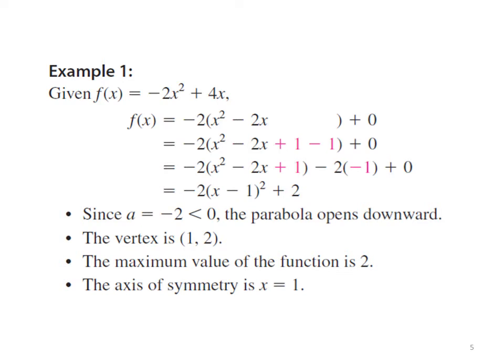So this is now a parabola that has vertex (1, 2). And also the sign of a is minus 2, which is negative, so the parabola opens downward. That means the vertex will define a maximum. That is, the maximum value will equal 2. The maximum occurs at x equals 1. The axis of symmetry is just x equals 1.